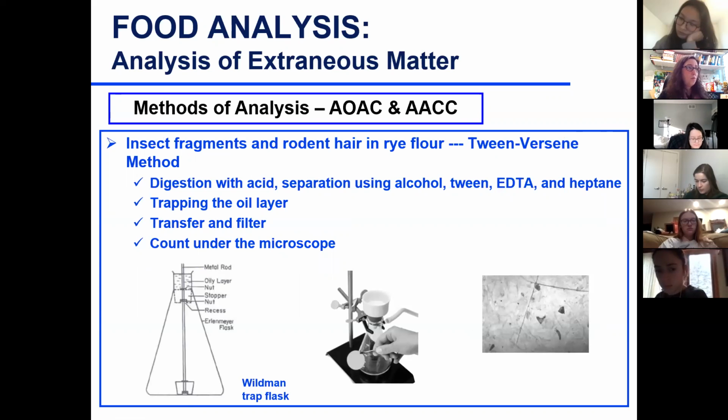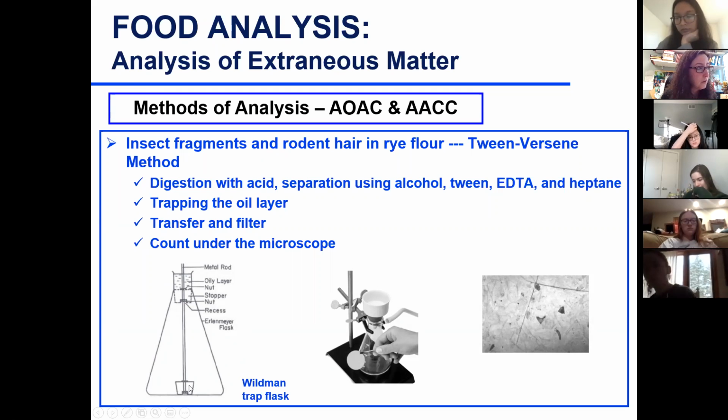And a common method, for example, used in flour, and in this case rye flour, is to determine insect fragments and rodent hair. So in here, you digest everything with acid, and you would use an oil, and Tween and EDTA are added so that any fiber material doesn't float, it sediments, it remains in the lower compartment. Here you use a Wildman trap flask, where everything that's digested with acid would remain in the aqueous form, and then there you will have an oil layer.